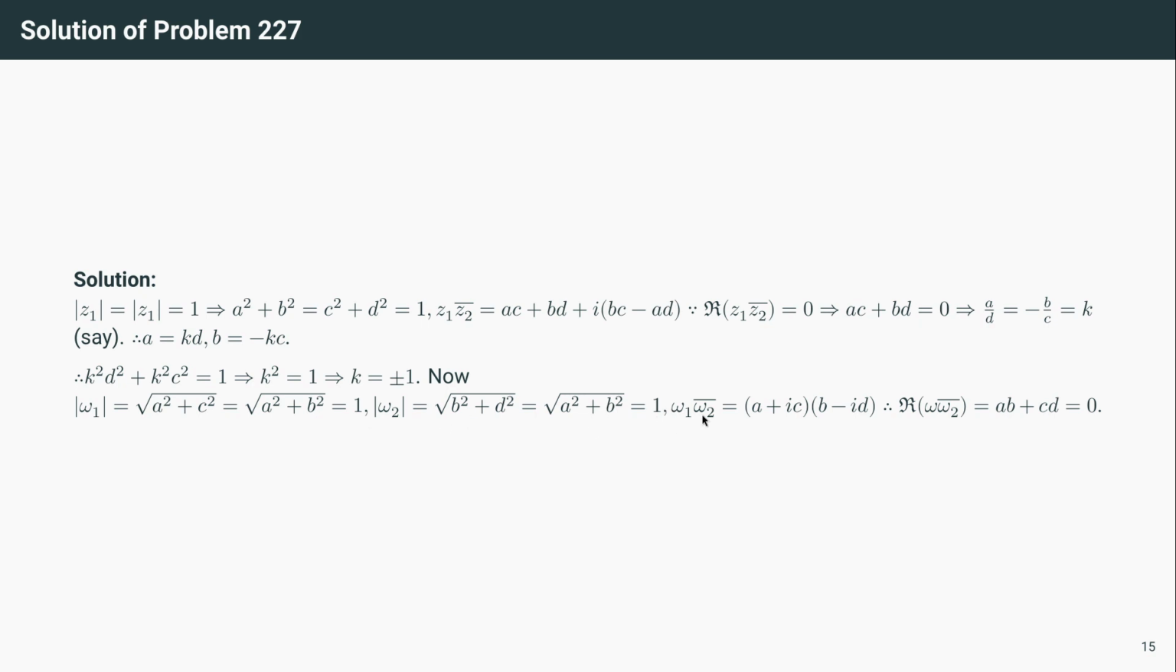Now omega 1 omega 2 bar is equal to a plus ic into b minus id. Now if you look at the real part of this, that would be ab plus cd. Now if you look at a, it is kd, and you look at b, it is minus kc, where k is plus minus 1. So whether it is plus or minus, that will be negated, and we will have ab plus cd is equal to 0.